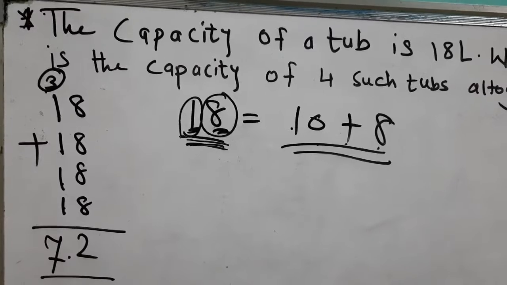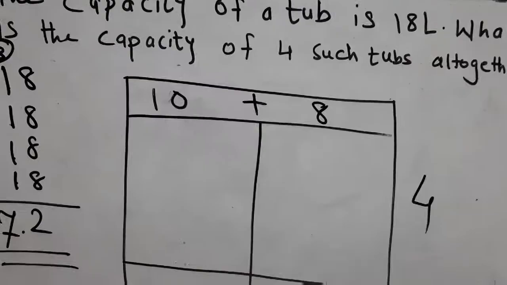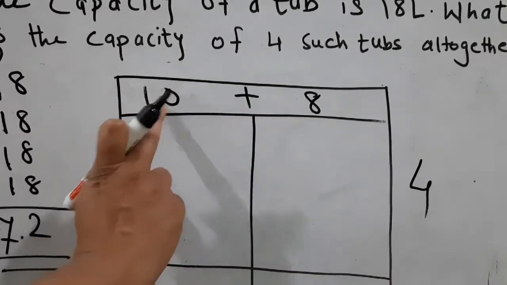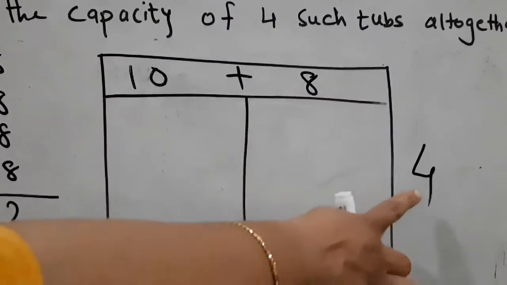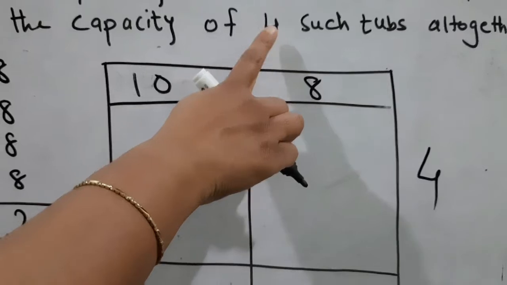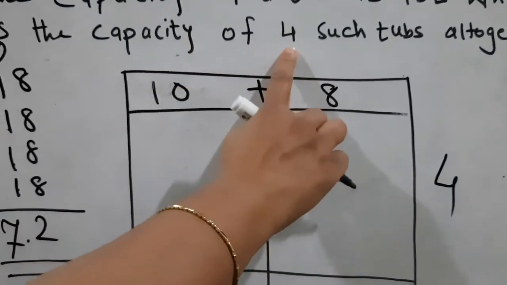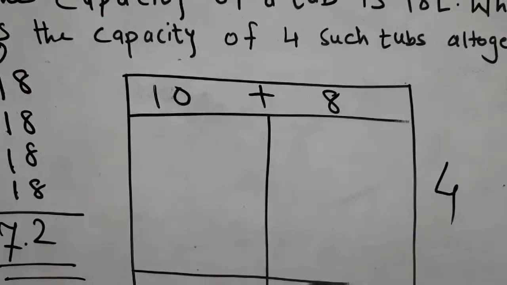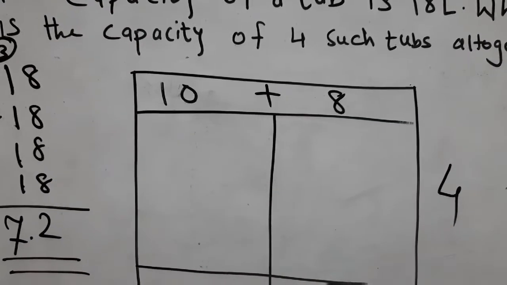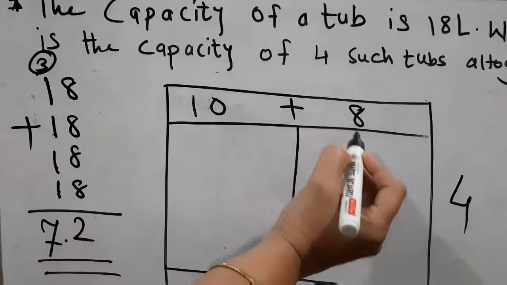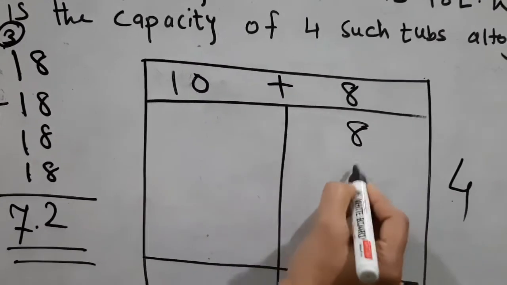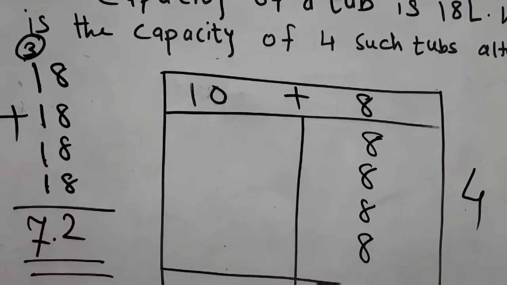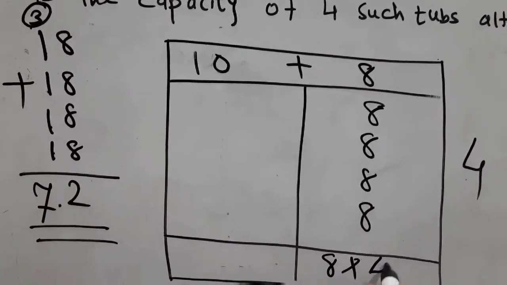Now let's do it with the box method. Here I have written 18 in the expanded form, 10 plus 8. Then we have to multiply it with 4 because we have to calculate the capacity of 4 such tubs. That's why we have to multiply with 4. Now here we have to add 8 4 times. 8 plus 8 plus 8 plus 8. Or in short, in the multiplication form, we can write 8 into 4.